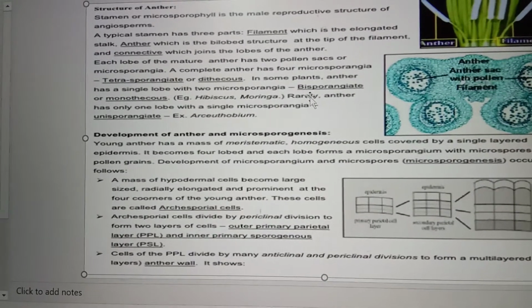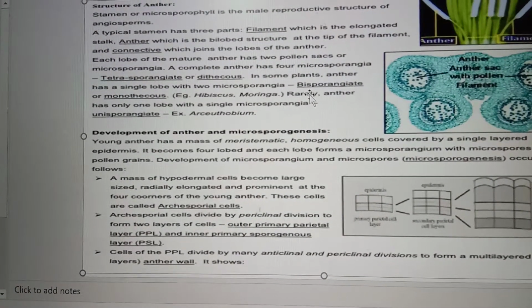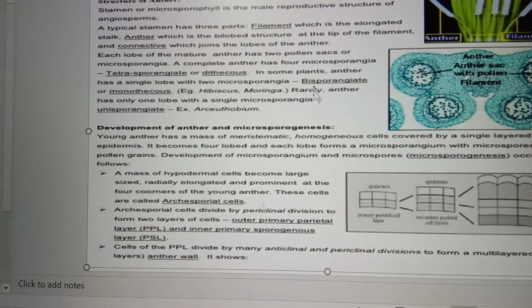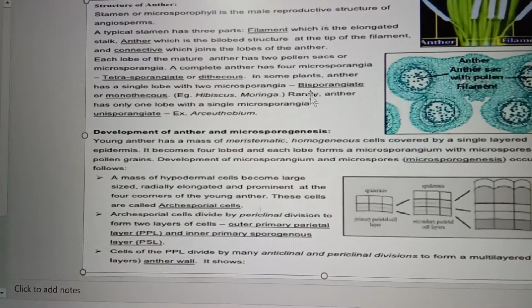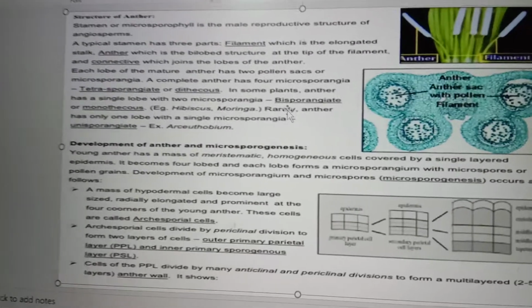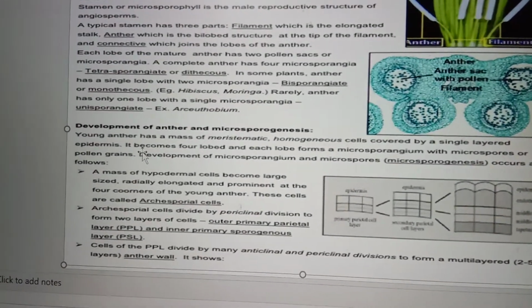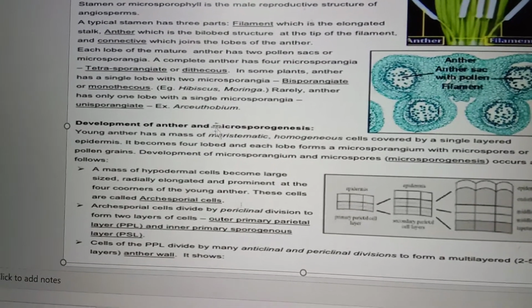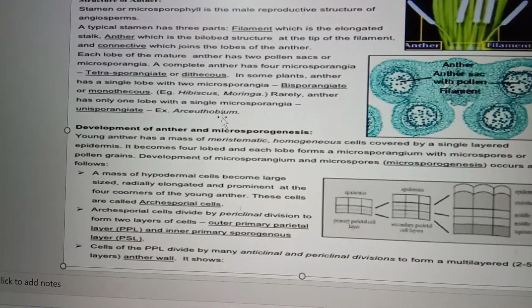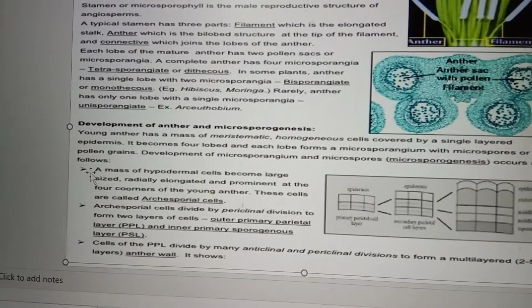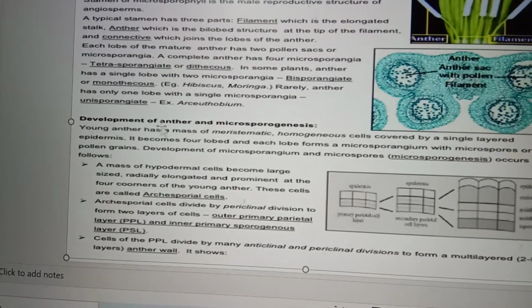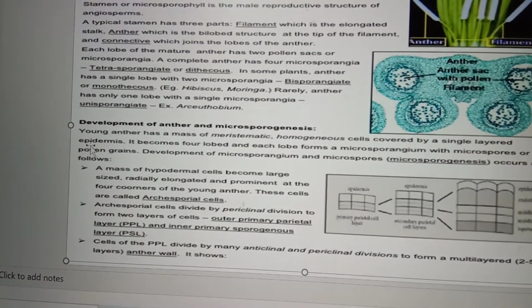Okay? Hibiscus is an example, and Moringa is also an example. And rarely the anther has only one lobe with a single microsporangium. Okay. And unisporangiate examples are Arceuthobium. Then we will discuss the development of the anther and the microsporogenesis, how the anthers are formed.